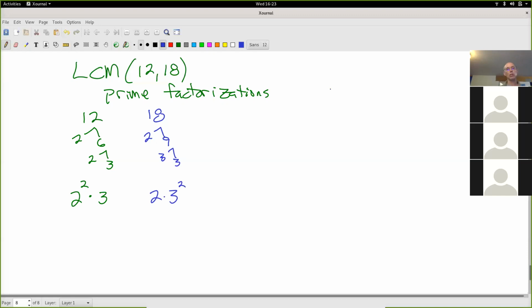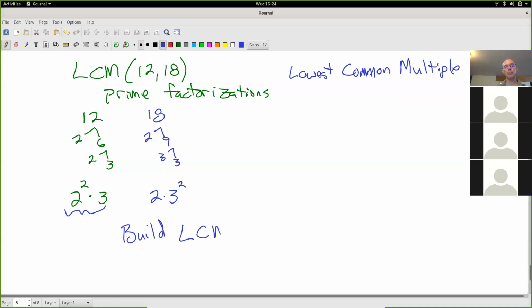Now, this time I'm trying to build a multiple, right? So again, what's our goal? We're trying to find a lowest common multiple. So if something is a multiple of 12, that means it has to be 12 times something else. And 12 happens to need all of those factors. 2 squared times 3 is 12. So let's build the LCM. It has to have all of 12 in it, which is 2 squared times 3. So the first step here is to just use all the prime factors of one of the numbers.